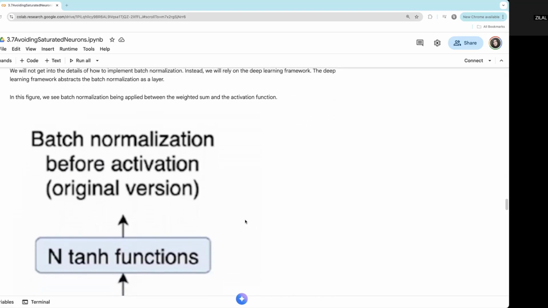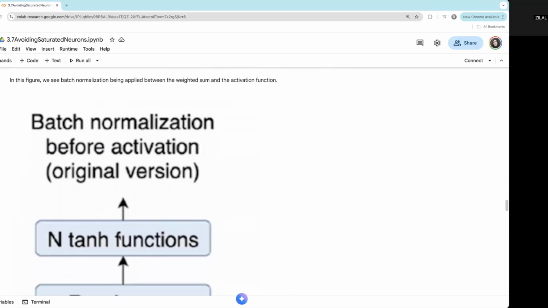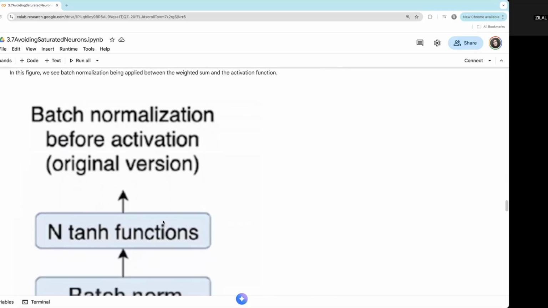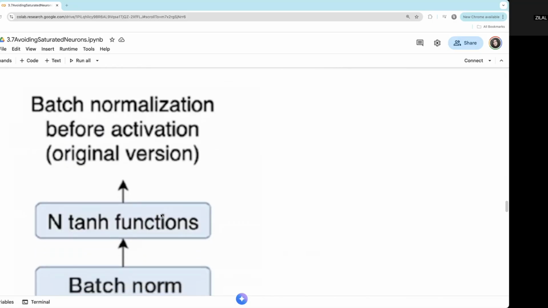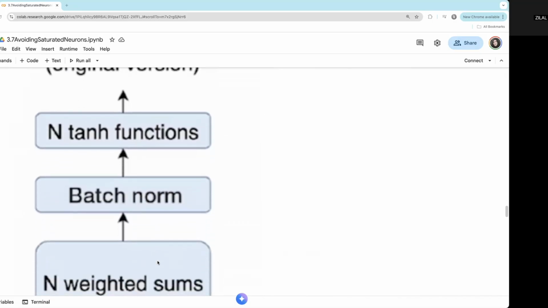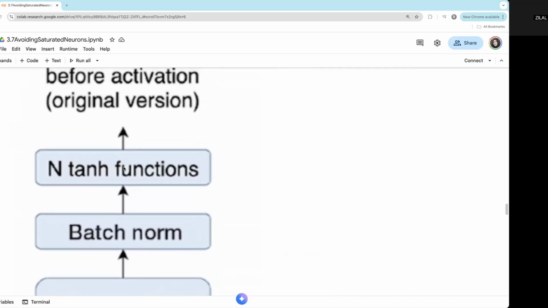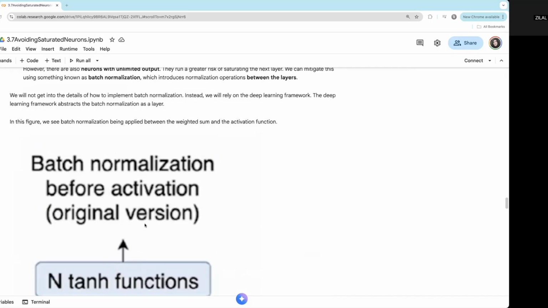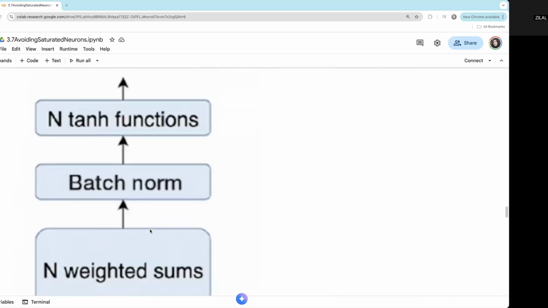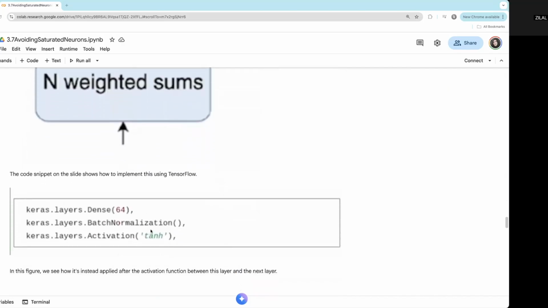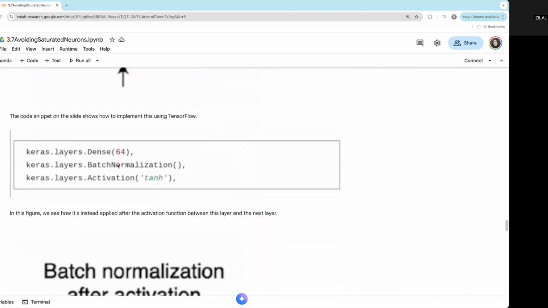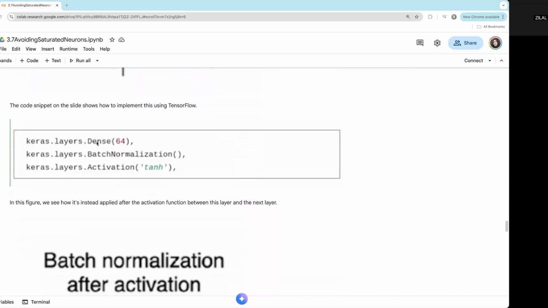The deep learning framework abstracts the batch normalization as a layer. As you can see in this figure, we see the batch normalization here between the weighted sums layer and the tanh functions. So between the weighted sum and the activation function. And this code snippet on this slide shows how to implement it using TensorFlow.